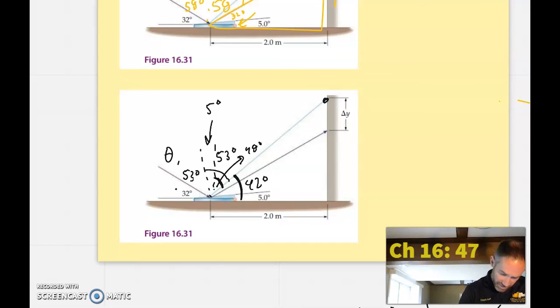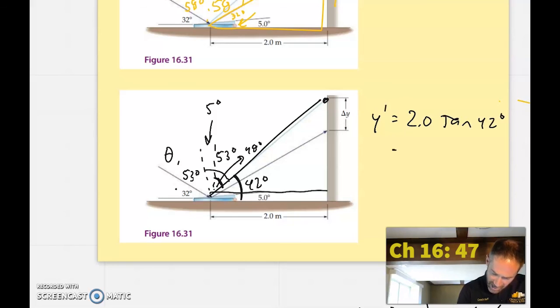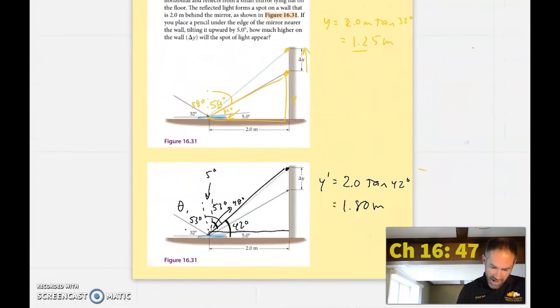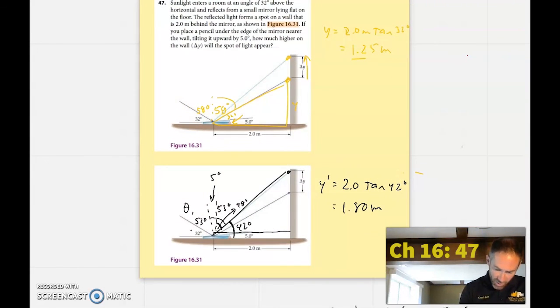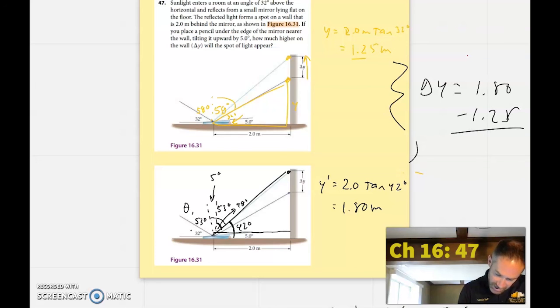I got this spot up here, and it's a triangle that's still 2 meters from the wall, but it's taller now. And so how tall is it? Well, that y is going to be 2 tan 42 degrees, and this time that's going to give you 1.8 meters. So it used to be hitting up there at 1.25 meters. Now it's hitting at 1.8 meters, and so you can see that the difference between the two, 1.8 minus 1.25, is going to be 0.55 meters difference.